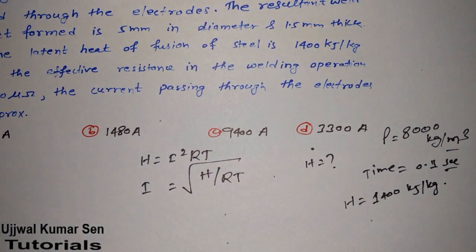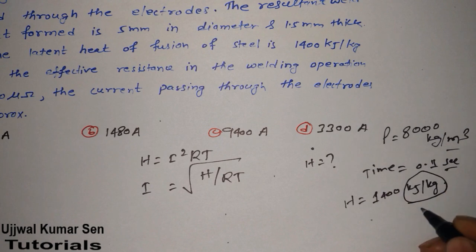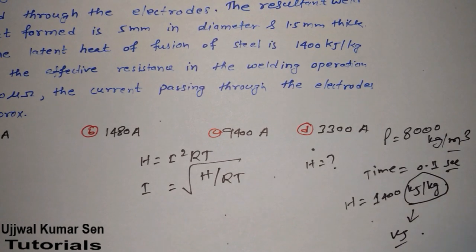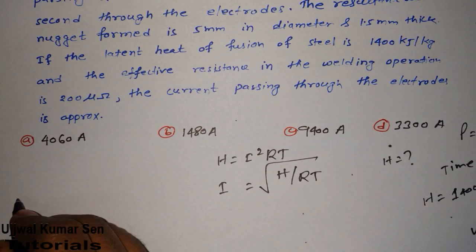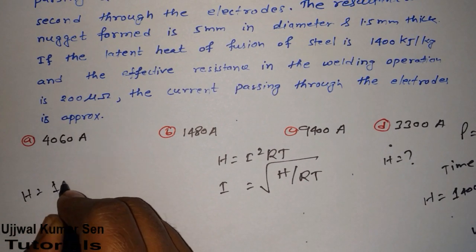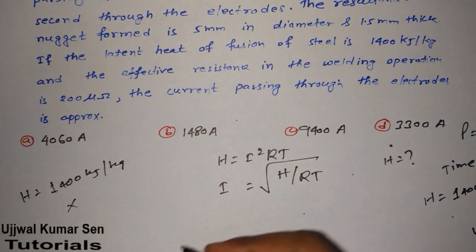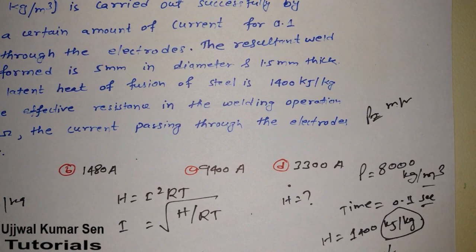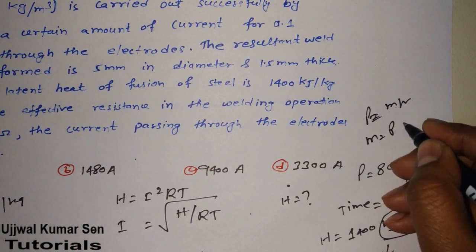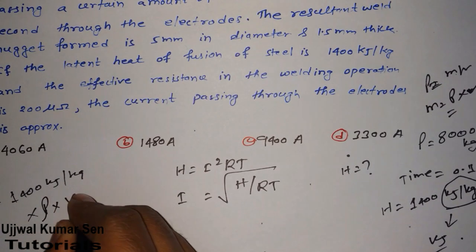1400 kilojoule per kg, right? Now if anyhow I can convert this into kilojoule, then my job is done, because I need H. Now for getting H, what I have to do? 1400 kilojoule per kg multiplied by mass. Now I have density is equal to mass by volume, so the mass is equal to density into volume. So I have to multiply with density and volume.